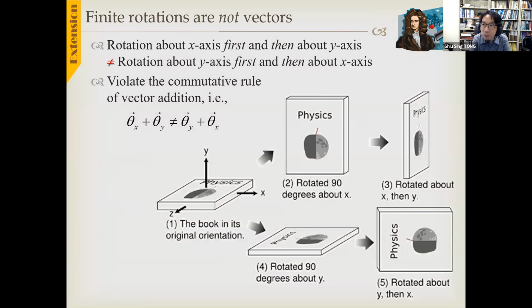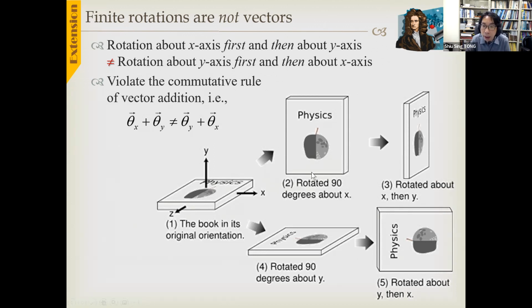Now, first, I claim that finite rotation is not a vector. You may ask me why. I will illustrate why finite rotation cannot be a vector in a very simple way. I use a book. Suppose now I have a book lying on the table, with its face facing upwards. I call this axis the y-axis, and the other two axes, which are on the plane of the book, x and z. Okay, so that is the initial configuration.